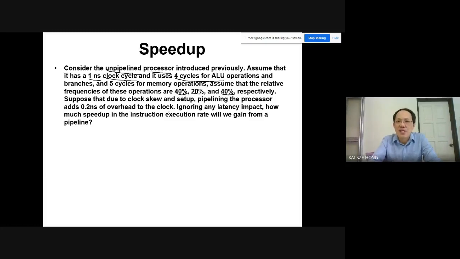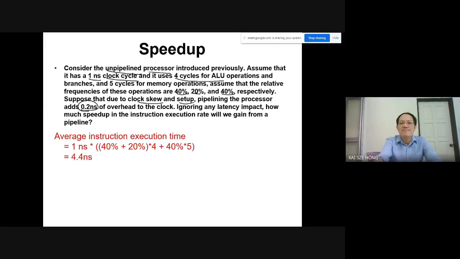Now, suppose that due to clock skew and setup, you can go and search what clock skew is. This is about digital electronics, because sometimes the signal takes some time to reach different digital devices at different times. That's why there is some skew there. So pipelining the processor adds 0.2 nanosecond of overhead to the clock. So you will spend some time at the pipelining register. Ignoring any latency impact, how much speed up in the instruction execution rate will we gain from a pipeline? Now, the average execution time for the unpipelined processor.